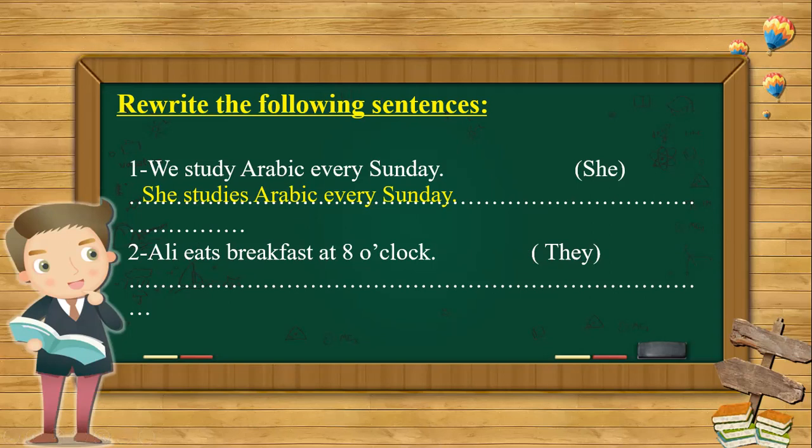Excellent, all of you. I can see some beautiful answers here. So it will be "they eat." They eat breakfast at 8 o'clock, because we changed the subject from Ali or he to they, from group 2 to group 1. Ali adds s to the verb, they doesn't add s to the verb, so it will be "they eat."